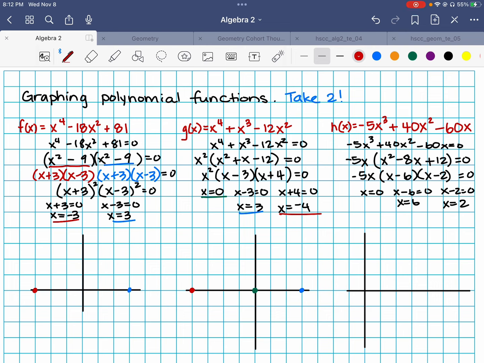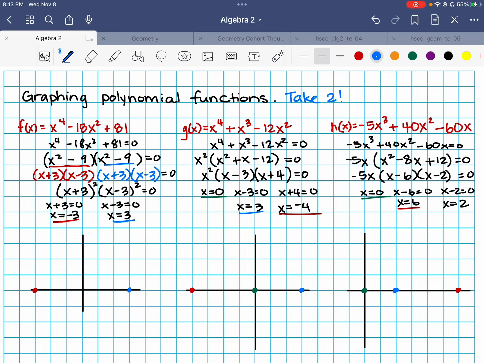So once again, all I'm really doing is just graphing all my x-intercepts. So x equals 0. Woohoo! And then let's go x equals 6. Well, that's way out there, 2, 4, and 6. There you are. And then x is equal to 2. And there we are. So step 1, factor. Step 2, let's graph your x-intercepts.